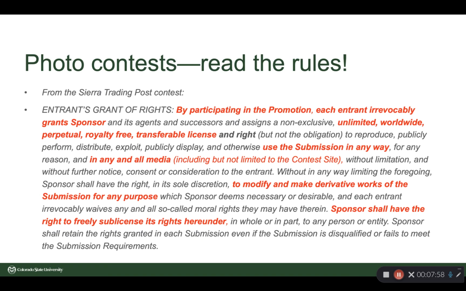Sponsors shall retain the rights granted in each submission, even if the submission is disqualified or fails to meet the submission requirements. They're not looking for a photo contest. They're looking to build a photo library of photos that they can use and license out for other uses. This, to me, is not a legitimate photo contest. So if you're looking at contests, read those grants of rights very carefully and be sure that you understand what you're entering.